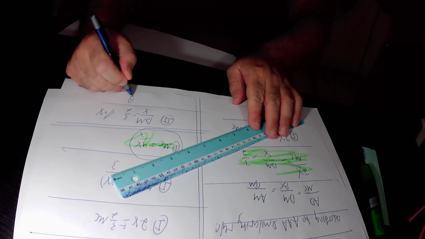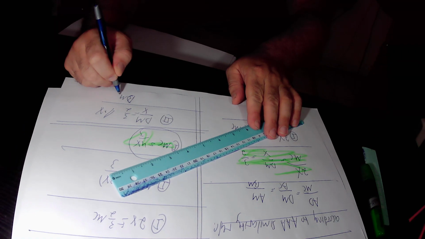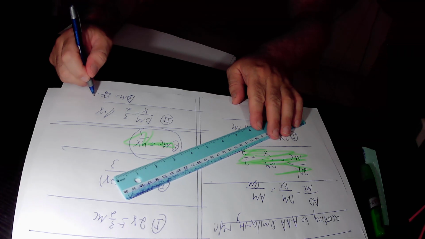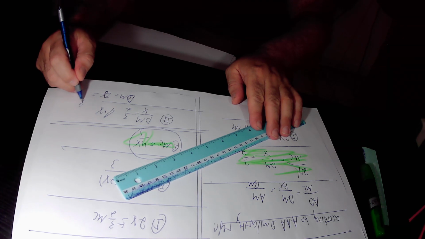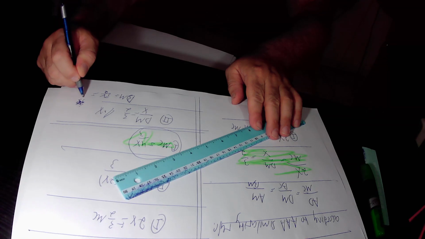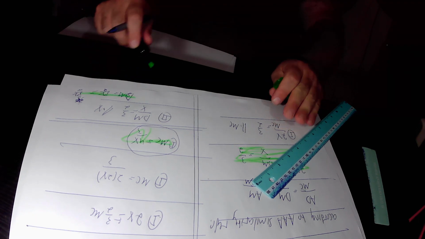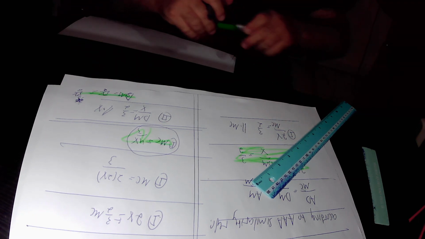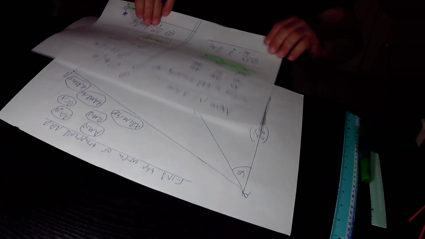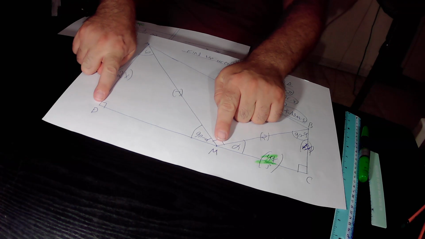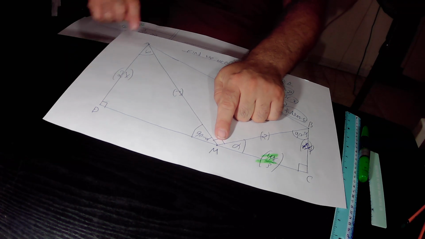DM equals 3x over 2. Again, DM equals 3x over 2. So we found out that this is side DM, which is equal to 3x over 2 units in its length.